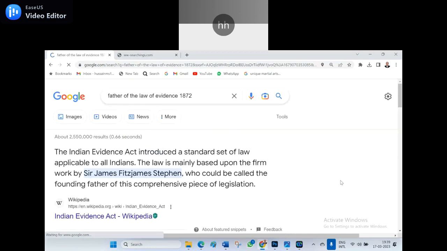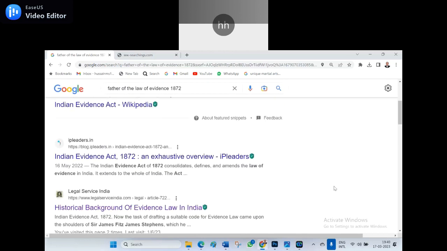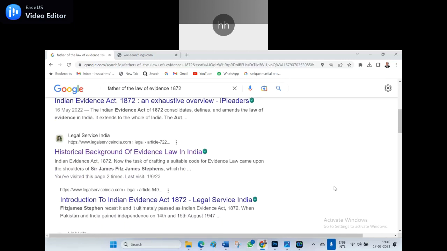The Indian Evidence Act introduced a standard set of law applicable to all Indians. The law is mainly based upon the work of Sir James Stephen. Generally they write Sir Stephen, or sometimes James Stephen; they don't write James again. He could be called the founding father of this comprehensive piece of legislation, and that is the one we should remember.